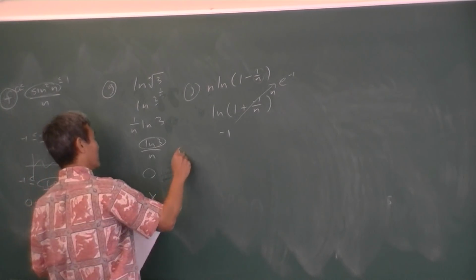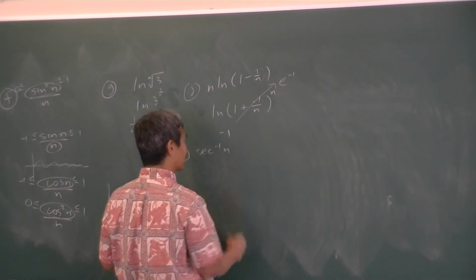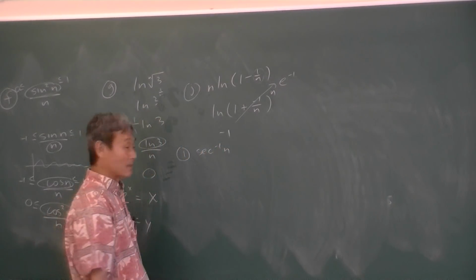Okay, secant inverse n. Just know what the graph looks like, people.